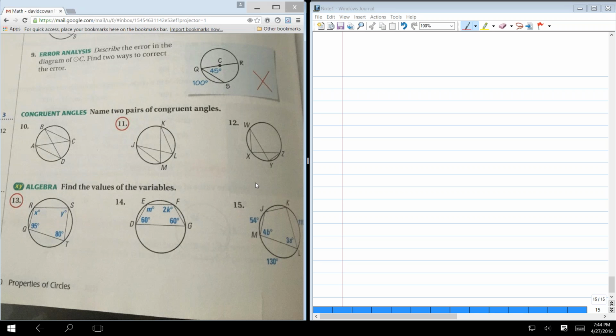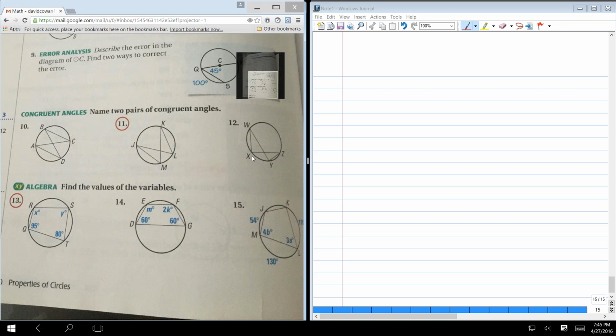So 12 would be X is congruent to WZ. Hold on. Or subtends. X, WZ. It's not congruent because one is an angle, the other is an arc. So there's no way they're ever comparable. Well, I guess they are comparable. That angle is half of that arc, but you would never say it's congruent, because one is an angle and the other is an arc measurement.